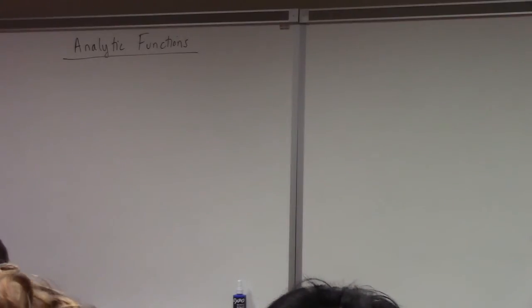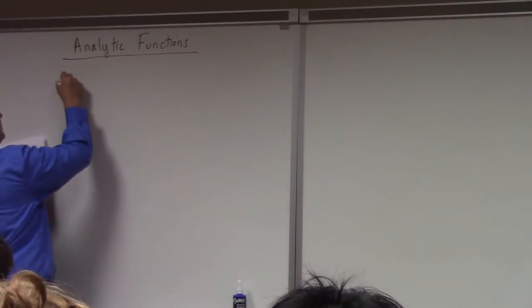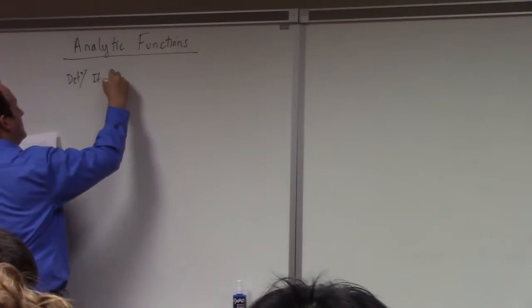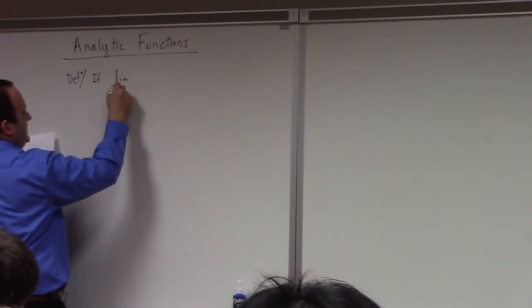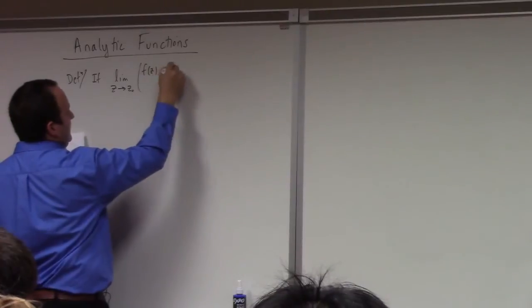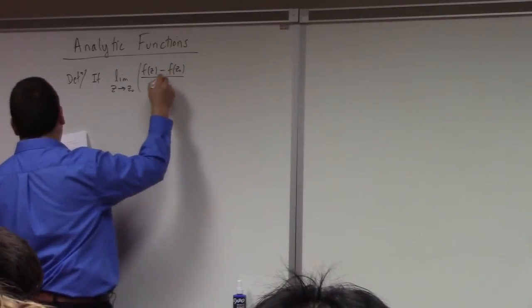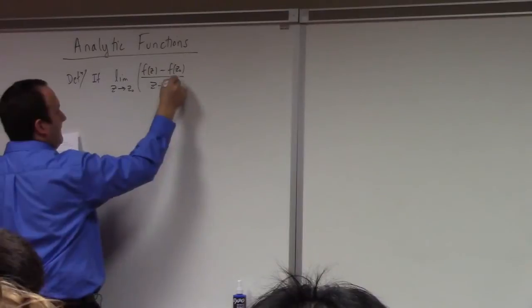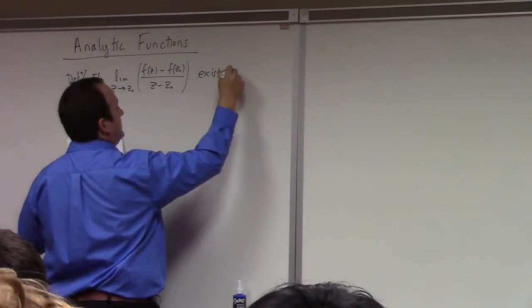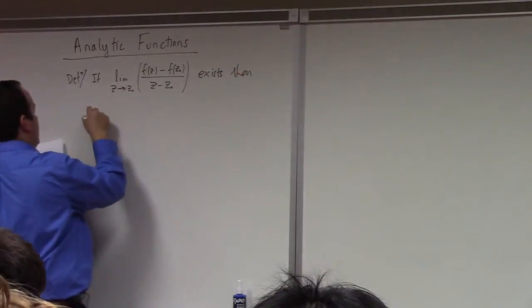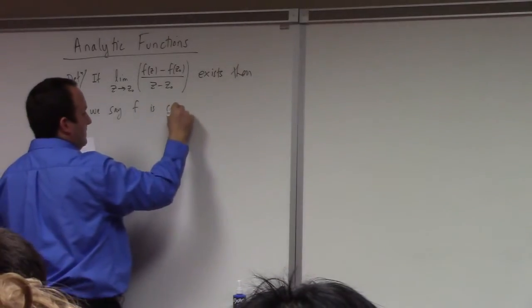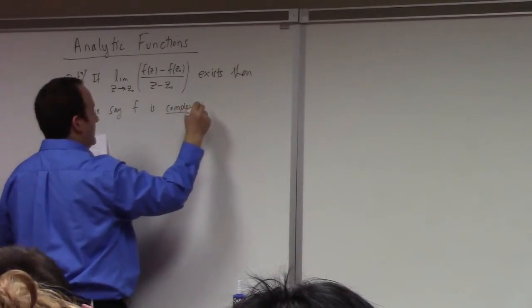So, here we go. Definition. If the limit as z goes to z naught of f of z minus f of z naught over z minus z naught exists, then we say f is complex differentiable.